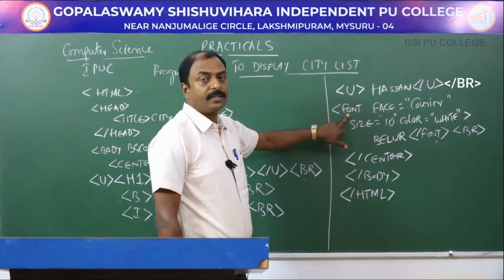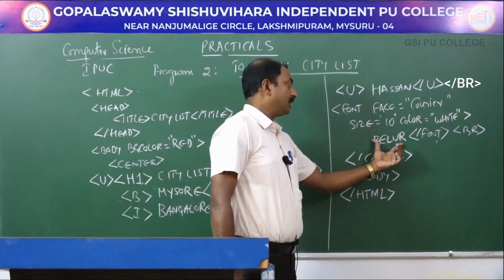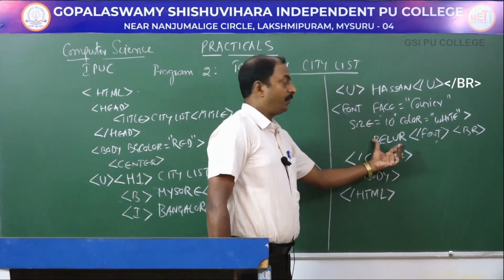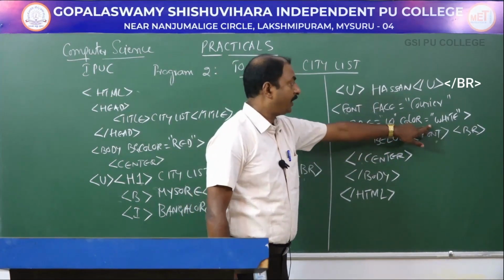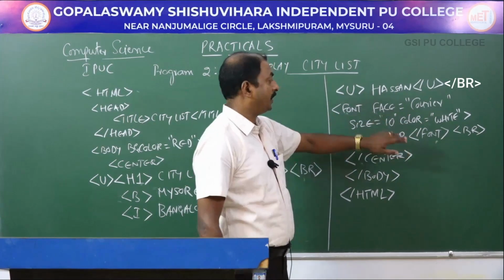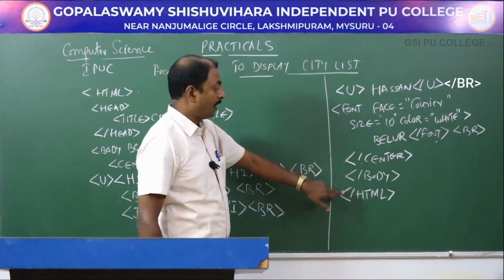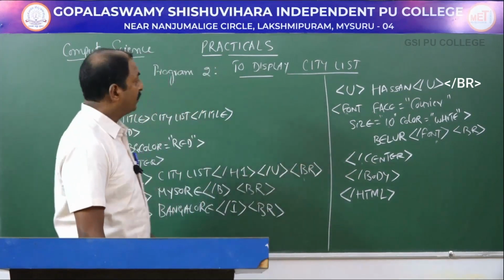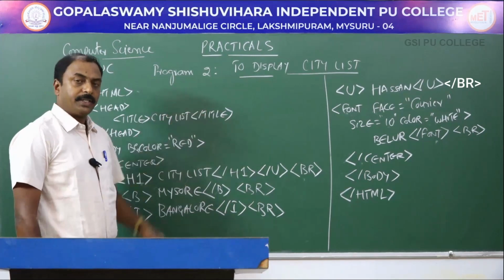The font tag here is used to display the content. In this example, Belur will appear with font size as 10, color as white, and font as Courier. And then we have closed the center, body, and HTML tags. So this is the second program in HTML.